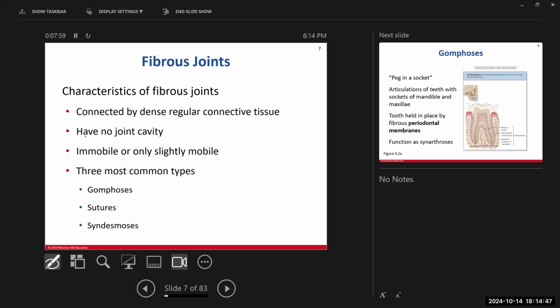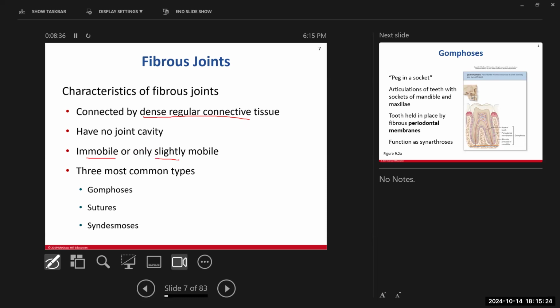So let's start off talking about some of the joint types. We'll start off with the fibrous one. So fibrous, think of fibers. Protein fibers is usually what I like to think about. Here, these bones are connected by dense regular connective tissue. Essentially, ligament or tendon-like material is holding two bones together. And so those joints are very, very strong. The problem is they're not going to have much mobility, because they're either immobile or slightly mobile.